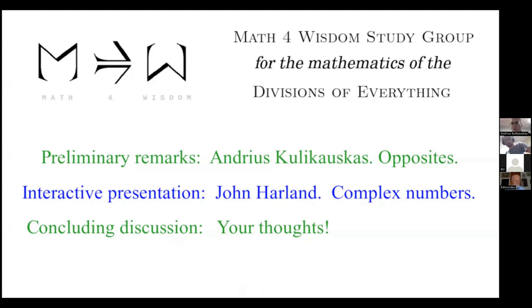So now I'm going to give a presentation of what this is all about, the study group. First I'll give about 10 minutes of preliminary remarks about opposites. Philosophically, what do we mean when we have opposites? Then the main part of this presentation will be an interactive tutorial by John Harland on the complex numbers. And then the last 5 or 10 minutes will be a concluding discussion. As you know, this will be in 2 Zoom sessions of 40 minutes each.